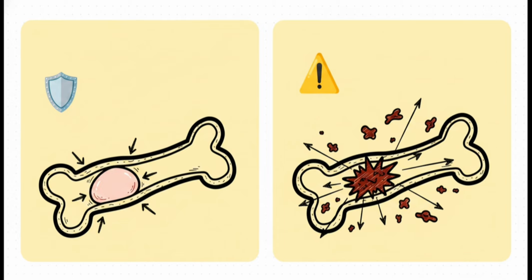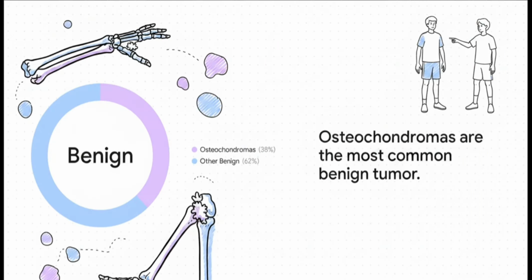On the flip side, malignant tumors are cancerous, meaning they have the dangerous potential to spread throughout the body. But here is the most reassuring fact to keep in mind. Benign tumors are far, far more common than malignant ones. Let's actually zoom in on those benign tumors for a second.